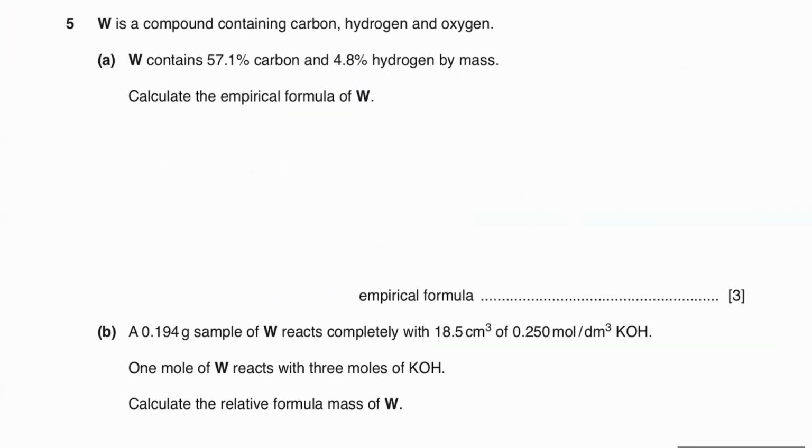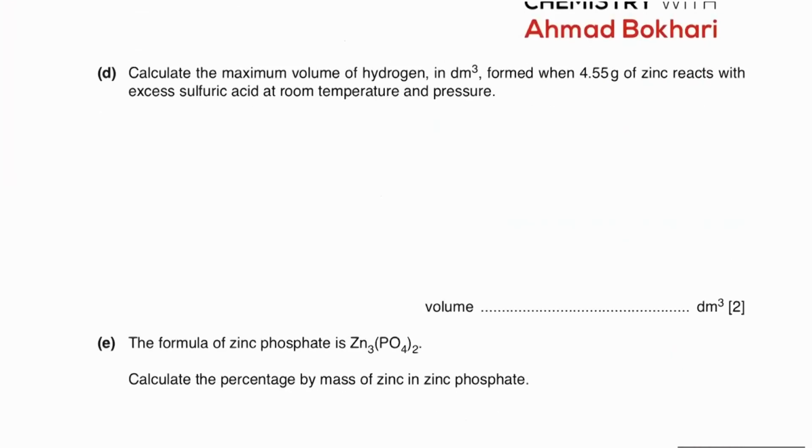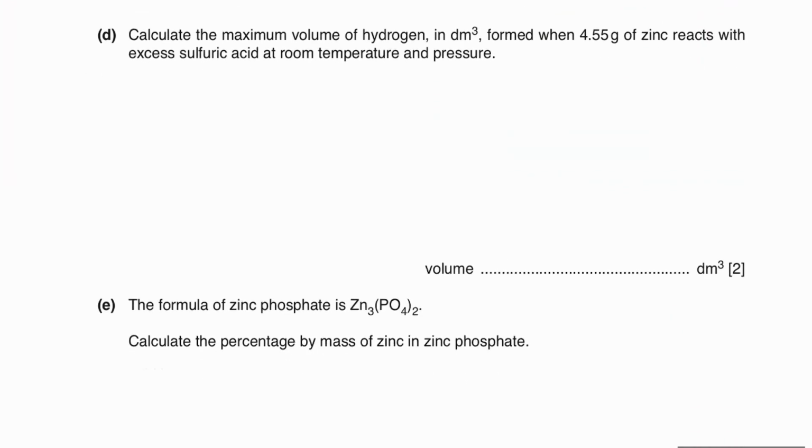All right, moving on. I'll skip these questions because we have done these before. Okay, let's try this one. Calculate the maximum volume of hydrogen in dm cube when 4.55 grams of zinc reacts with excess sulfuric acid. So what is the important bit? Hydrogen and zinc. We'll ignore sulfuric acid because it is in excess. All right, so first let me write the equation. Zinc plus sulfuric acid makes zinc sulfate plus hydrogen.